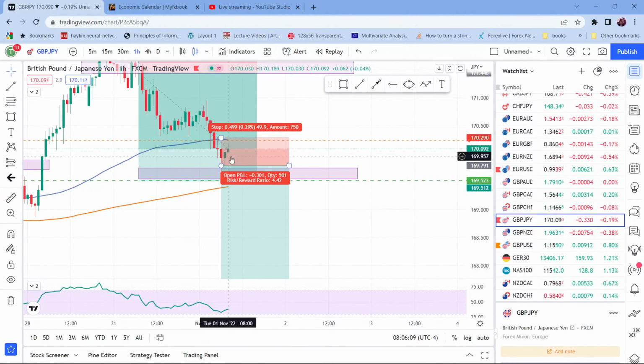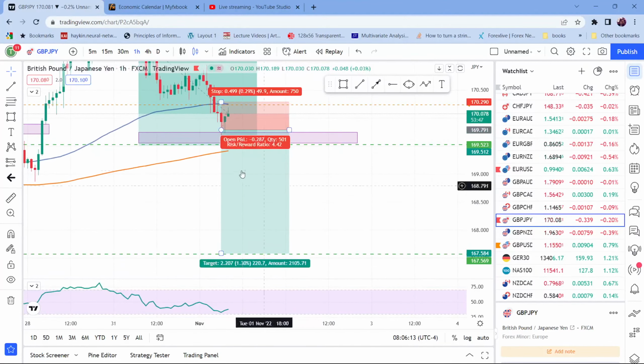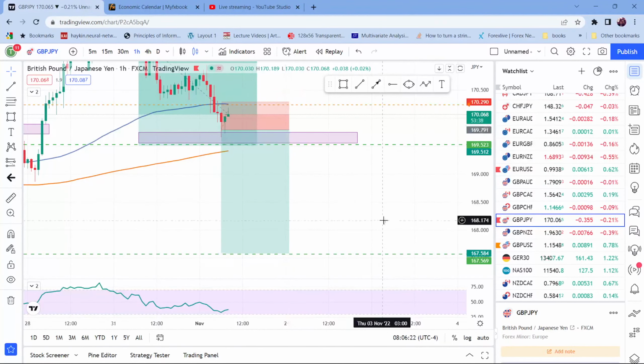But you can see that we are getting that pullback, right? So if that continues, then price will continue moving down. If not, then we'll re-enter the trade right around the entry point. If we get a bearish candle close into the zone, then the continuation seems more probable.